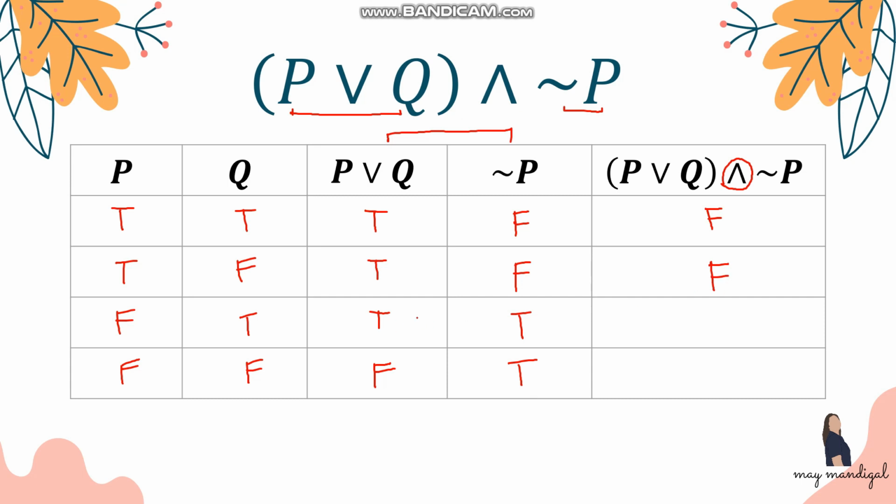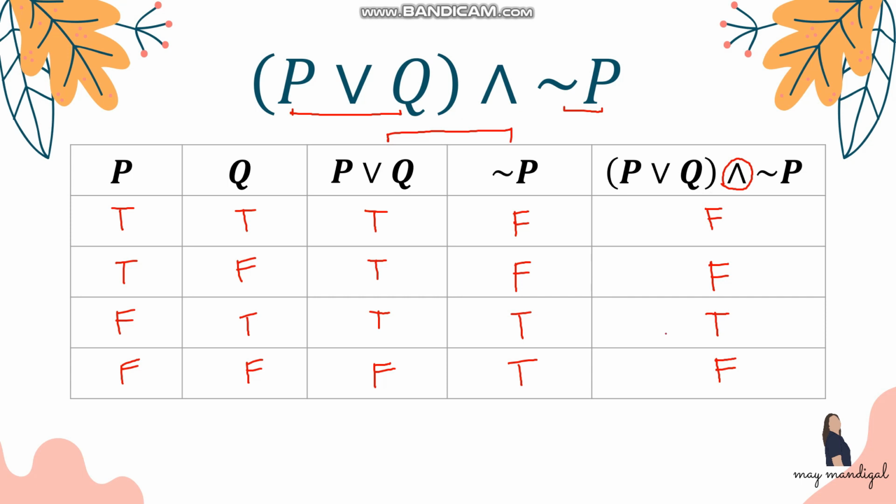Now we have here true and true. So both of the statements are true. Then that's the time that our conjunction is true. And then lastly, false and true. So that means our conjunction is still false. So these are now the truth values of our statement, P or Q and not P. So as you notice, we have 3 false and then 1 true.